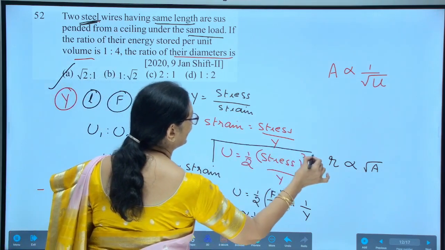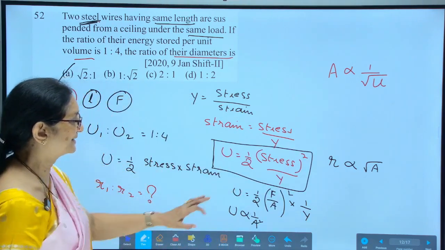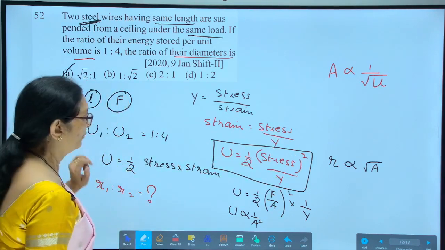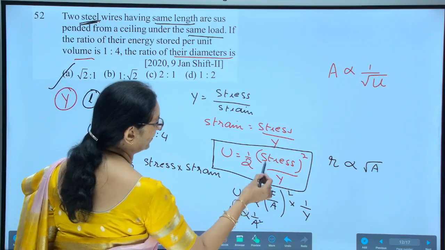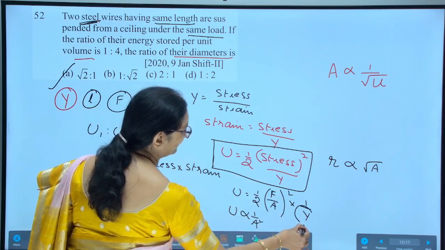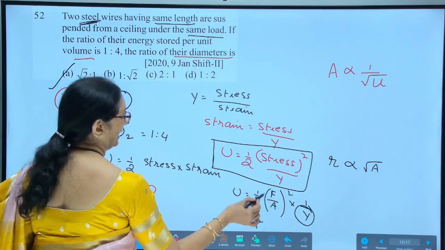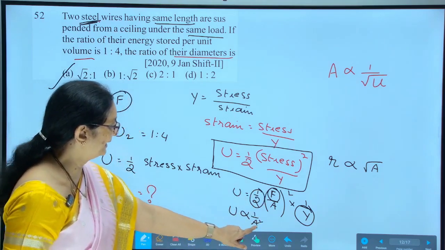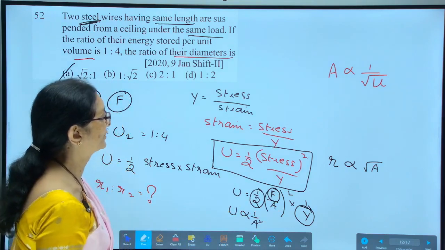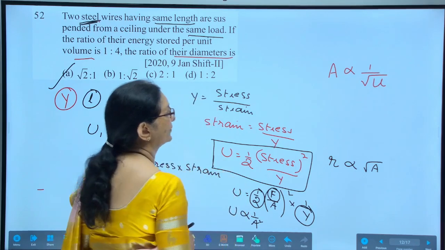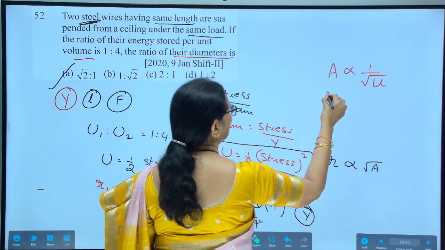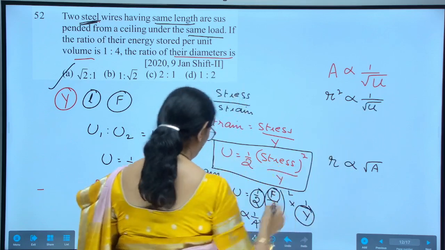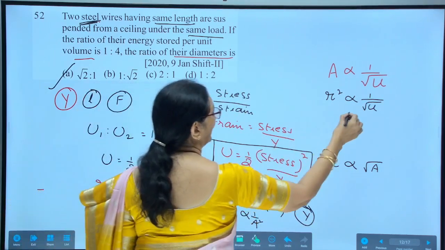So, energy density in terms of stress and Young's modulus will be half stress square by Y. See here, Y is the same, under the same force F is the same. So, energy density is inversely proportional to A square, or A is inversely proportional to root U. But A is proportional to R square, so R square is inversely proportional to root U.